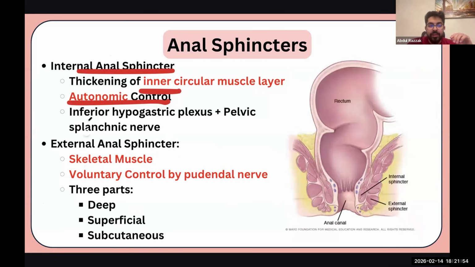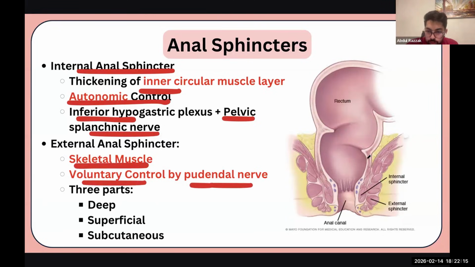So this internal anal sphincter is autonomically controlled. It's supplied by the inferior hypogastric plexus, providing sympathetic innervation, and the pelvic splanchnic nerve, providing parasympathetic innervation. Sympathetic closing, parasympathetic opening. The other sphincter is the external anal sphincter, and this is a skeletal muscle sphincter. And it's voluntarily controlled by the pudendal nerve.